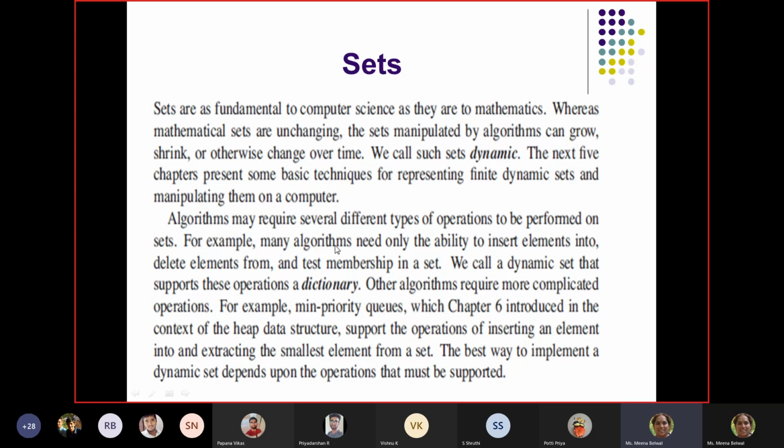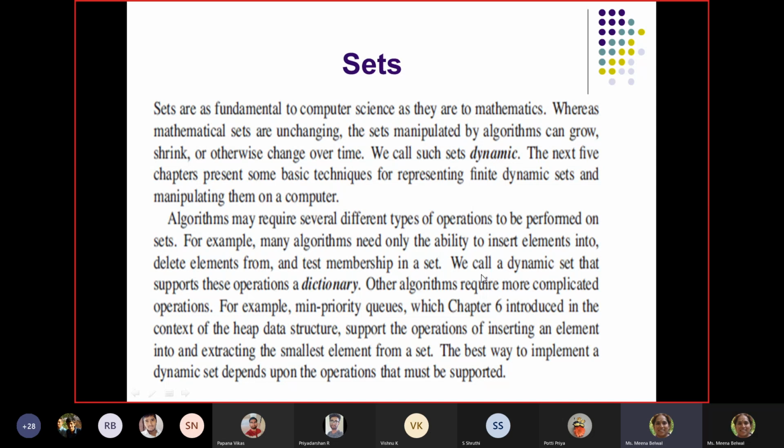For example, many algorithms need only the ability to insert elements into, delete elements from, and test membership in a set. So a set is given to me, and I just want to do 3 kinds of operations based on my algorithm: I want to insert an element, I want to delete an element from the set, or I want to test whether a particular element is a member of the set or not. We call a dynamic set that supports these operations a dictionary. So it defines a new term called a dictionary.